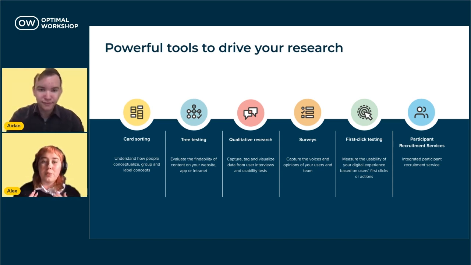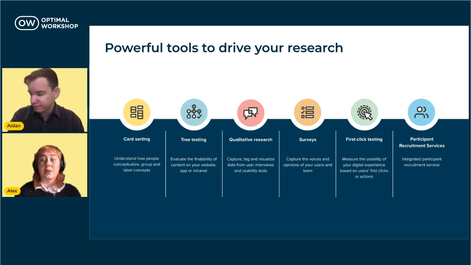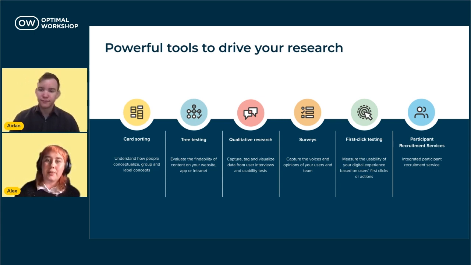Before we jump into specifically talking about card sorting today, just quickly talking about Optimal Workshop. What is it that we do? We offer 5 different tools on our platform. Technically, we offer 6 different services, including our participant recruitment service, but that's not what we're really focused on today. We'll be focusing on OptimalSort today, which is our card sorting tool.